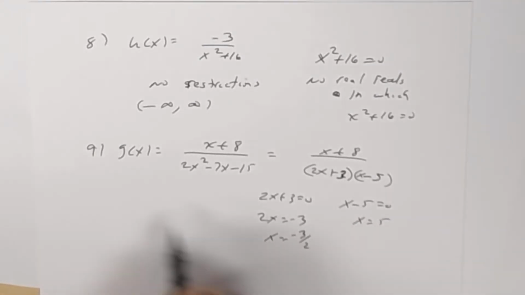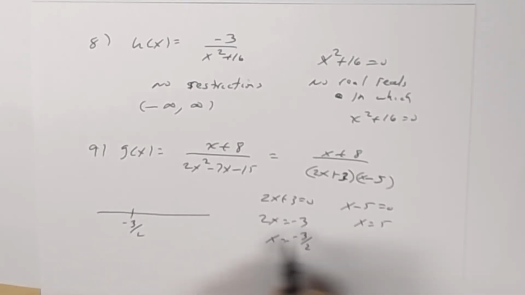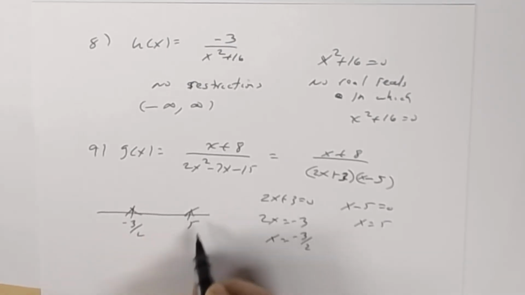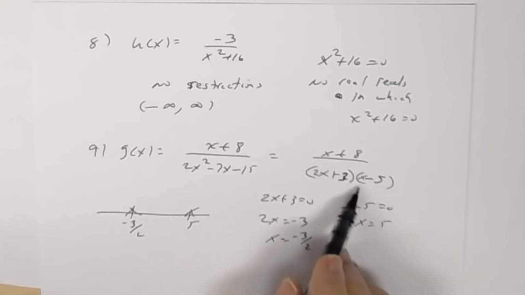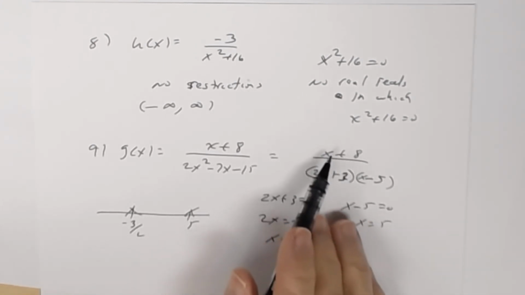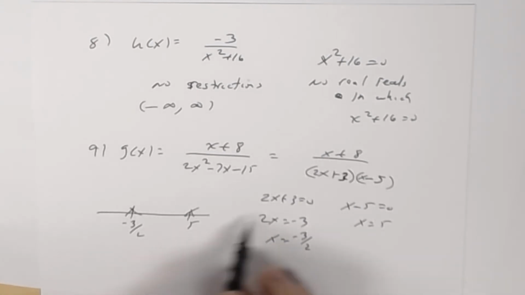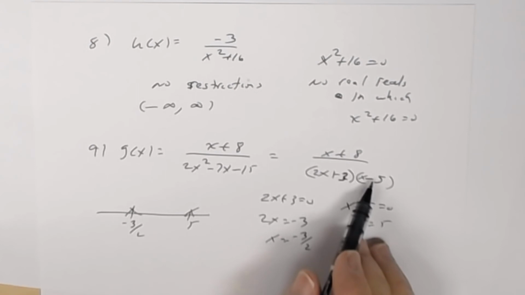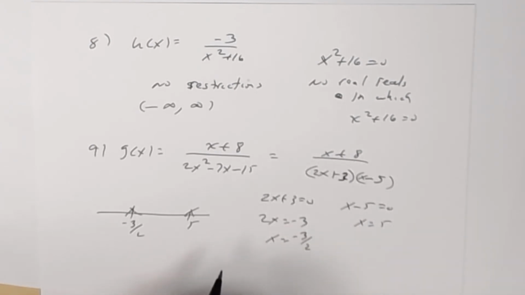All right, so let's put that on the number line in the correct order. So I have -3 halves, and I have 5. And I'm going to cross them out because I cannot use them. That's not part of my domain. But if I substitute -3 halves into here, I'm going to get 0 in the denominator. Does not matter what the numerator is. It's your denominator. Remember, you cannot divide by 0. Same thing here. If I put 5 here, this is 5 minus 5 is 0. So whatever these are, I get 0 in the denominator.